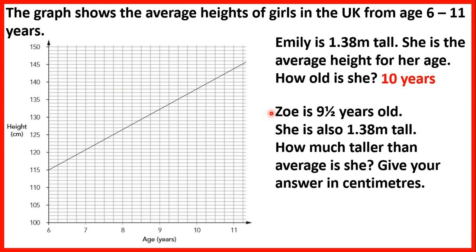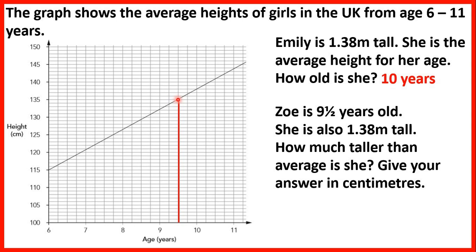Now Zoe is 9.5 years old. She is also 1.38 metres tall. How much taller than average is she? Give your answer in centimetres. So she's 9.5, so that will be in the middle of 9 and 10. So that's this line here.